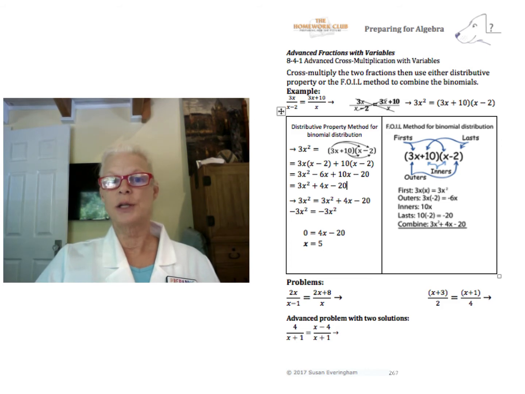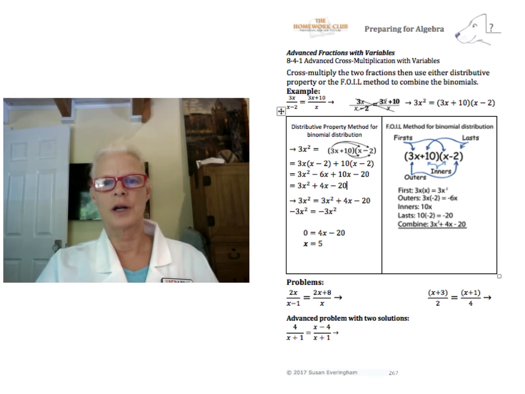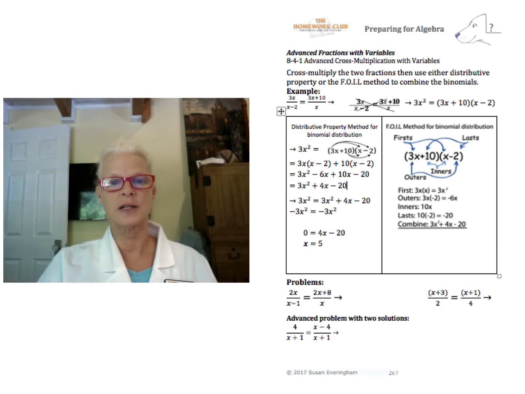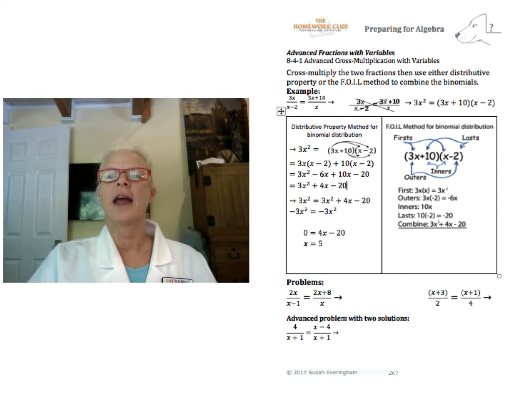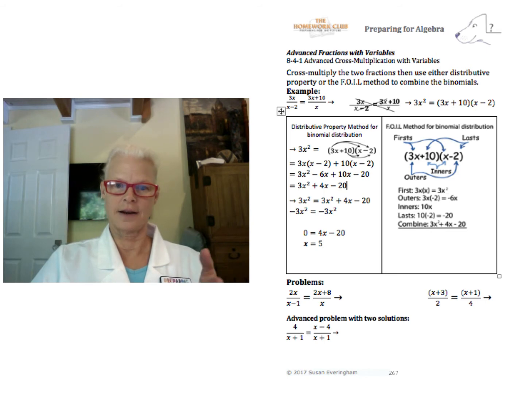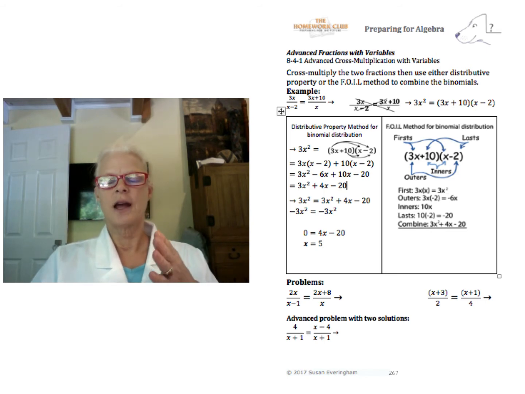The x minus 2 times the 3x plus 10 are two binomials, and from the FOIL method we're going to combine those. So look on the second column here, and we're going to walk through this. FOIL: first, outsides, insides, and lasts. We multiply 3x times x, the firsts; the outers, 3x times minus 2; the inners, 10 times x; and the last terms in each of the binomials, 10 times minus 2, giving us a minus 20.